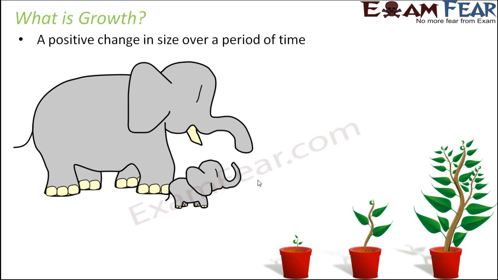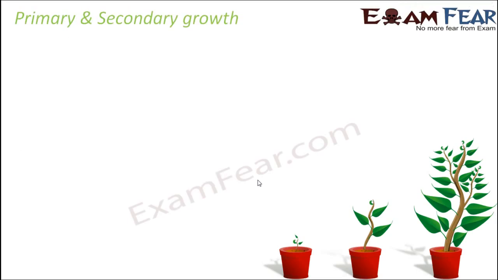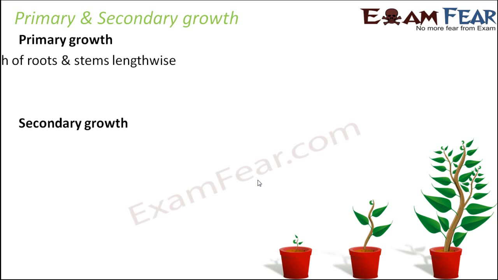We say that a plant is growing when the plant increases in its size. What do we mean by increase in size? Does that mean only increase in length, or does it also mean an increase in the girth or the width as well? So that is what we'll see here. When I talk about growth, there are two types of growth involved in any plant. One is primary growth and the second is secondary growth. When I say primary growth, it basically talks about the growth of roots and stems lengthwise. So basically the height of the plant increases.